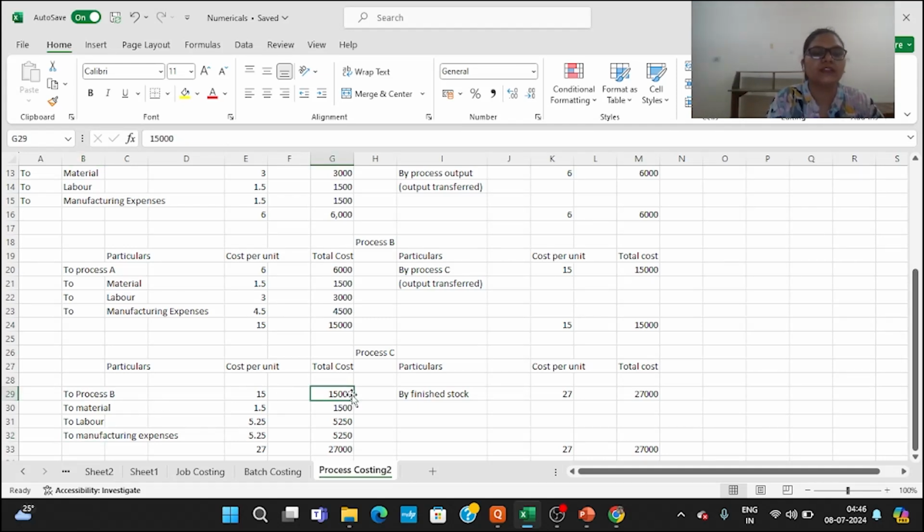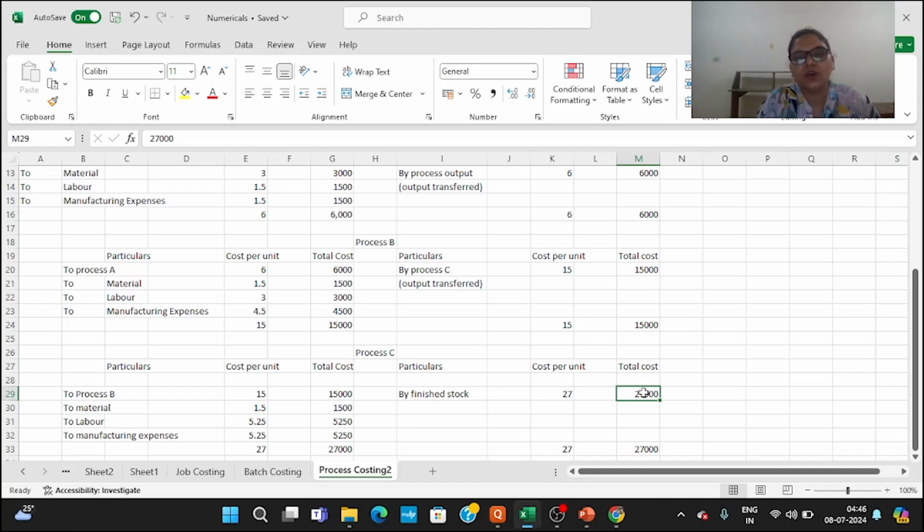15,000 is the total cost which has been transferred from process B. Cost per unit will be 15, then 1500, 5250, 5250 again, and total is 27,000. Now this is your finished stock account, 27,000.